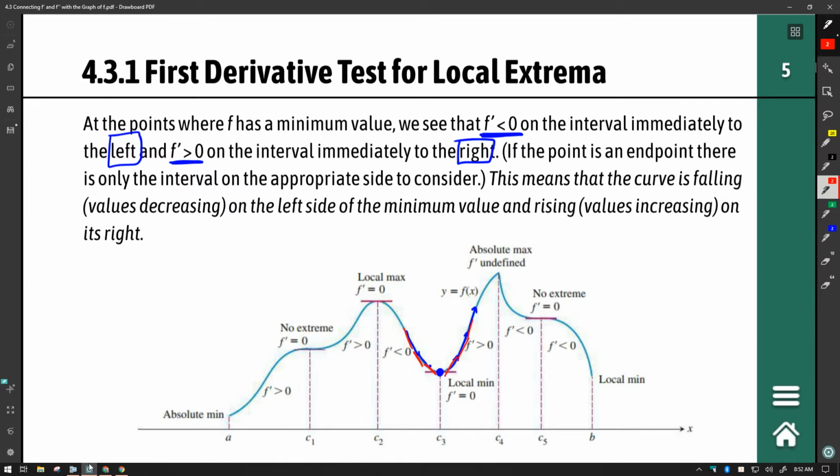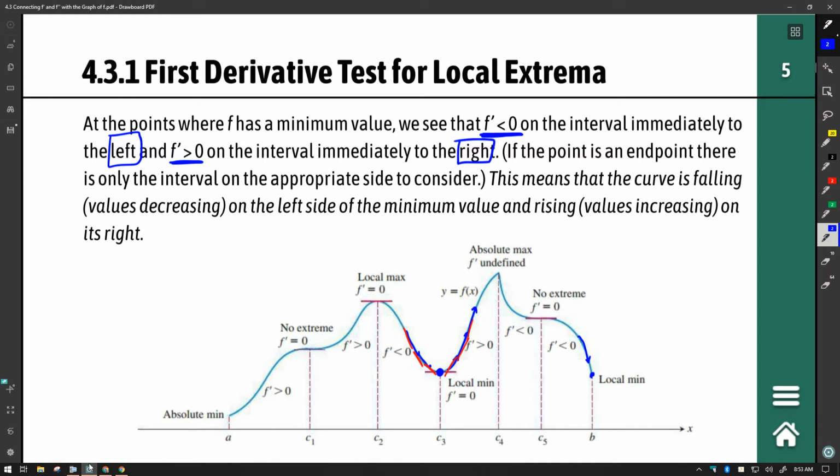We have a local minimum on the right side of the curve as well, and notice there is no curve to the right of that right side of the interval, so we only need to look at the left side. We have f prime negative, so the graph is falling, and that gives us a local min there to the left.